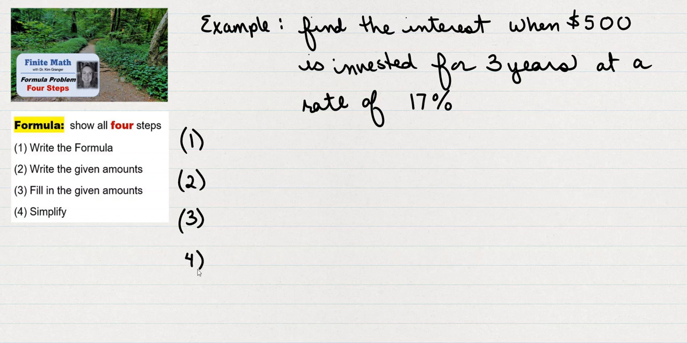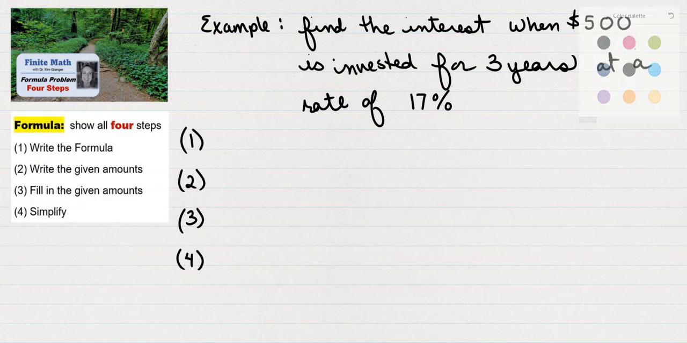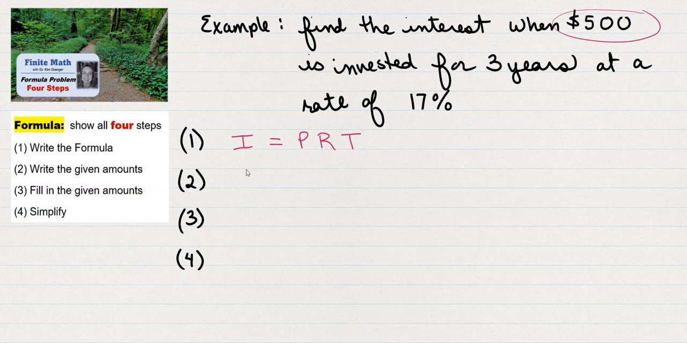So step number 1, even though I can do this problem mentally without showing very much work at all, I'm going to write the formula. Interest is the principal times rate times time. And number 2, I'm going to write what's given. I'm given that $500 is invested, so principal is $500. I'm going to write that the time is 3 years.